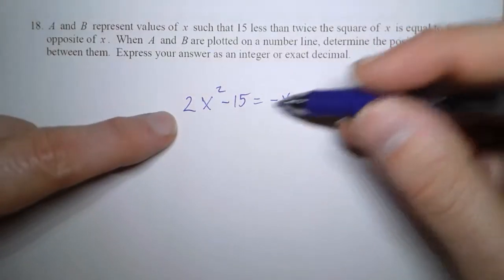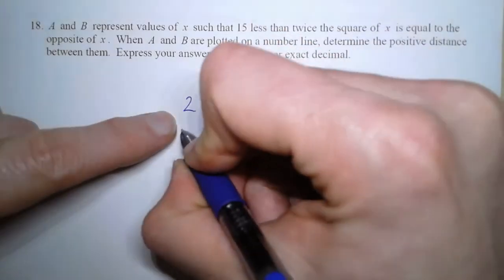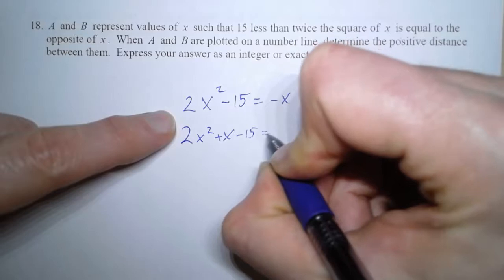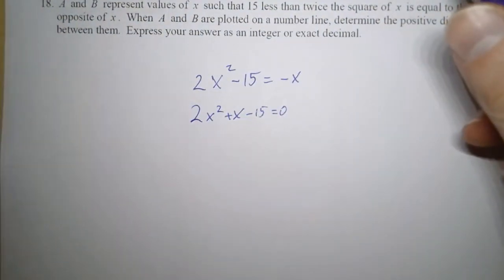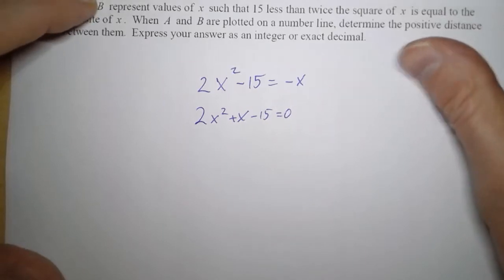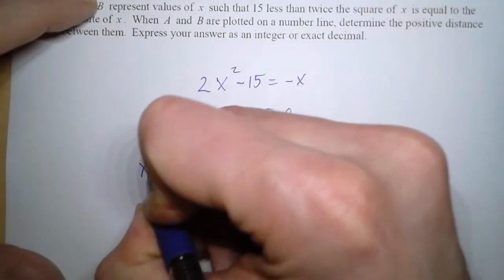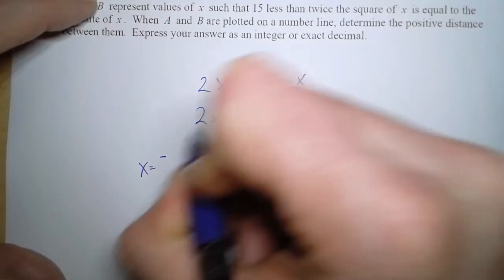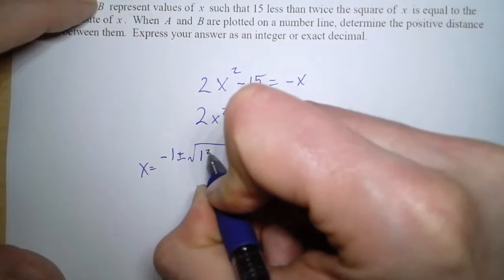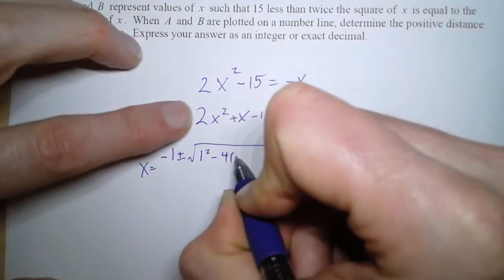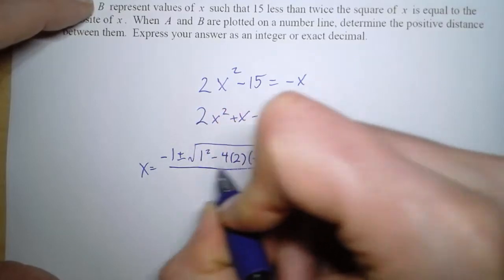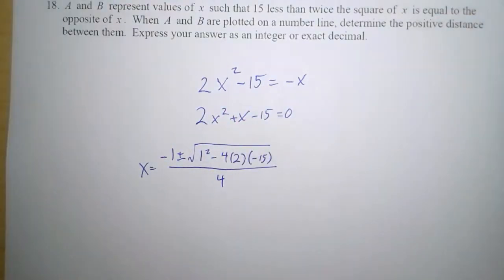So to solve this, we're going to move this x over to the other side. So 2x squared plus x minus 15 equals 0. All right, so I could factor this, but I'm going to use the quadratic formula. So we're going to get negative b, which is 1, plus or minus the square root of b squared, which is 1 squared, minus 4a, which is 2, times c, that's negative 15, all over 2a, which is 4.